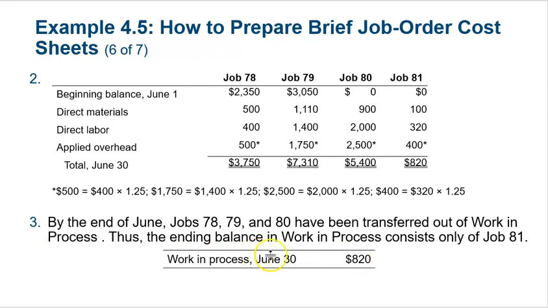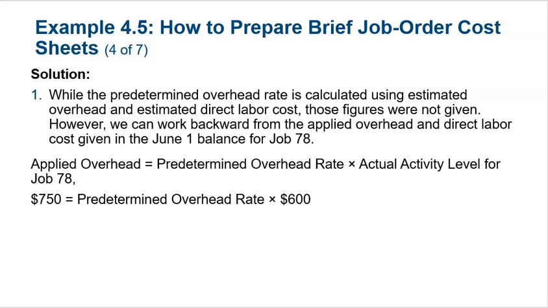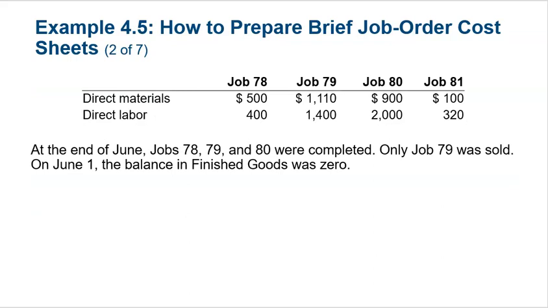They want to know work in process. We already did that. We also gave them finished goods inventory of 9150, and we gave them cost of goods sold of 7310. But remember, the whole key to this was we read and we paid attention to what we were reading. These are the jobs that were completed. So 78 and 80 are finished goods. 79 was sold. It's cost of goods sold. That leaves only job number 81. It is work in process.